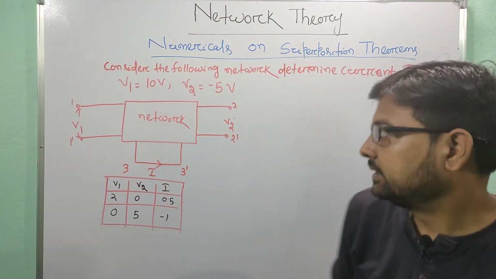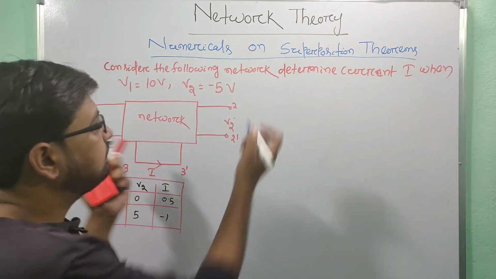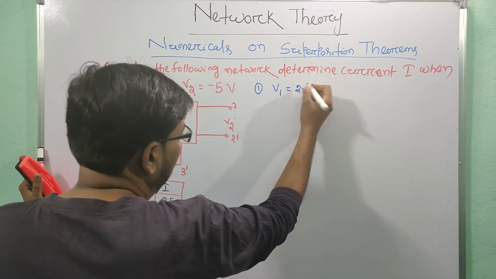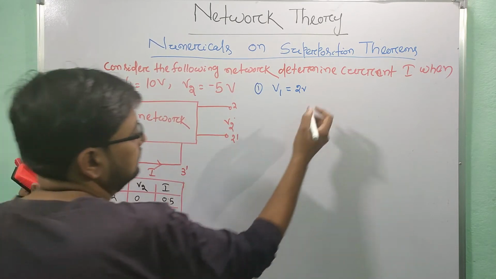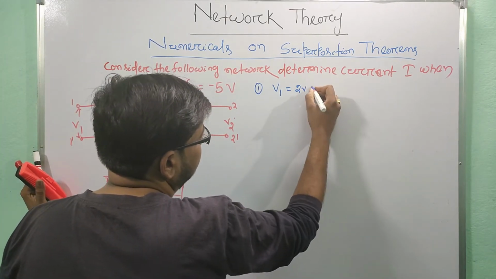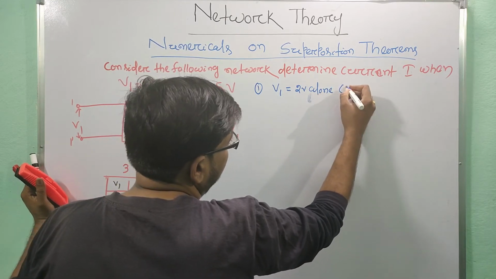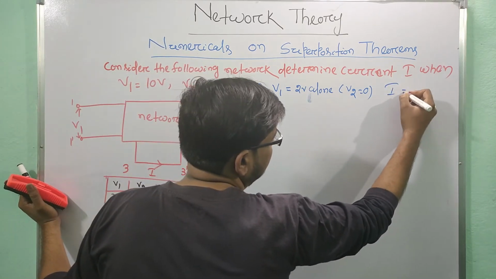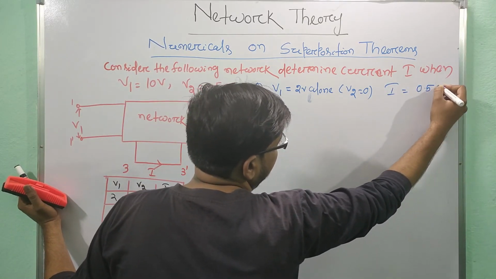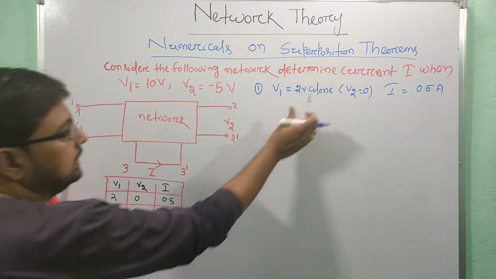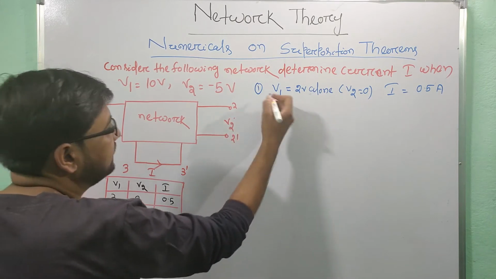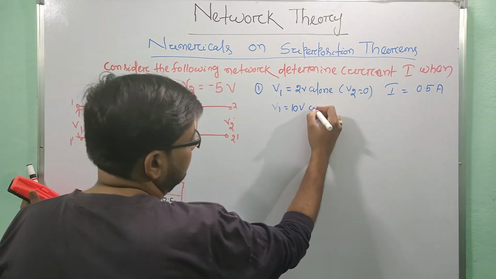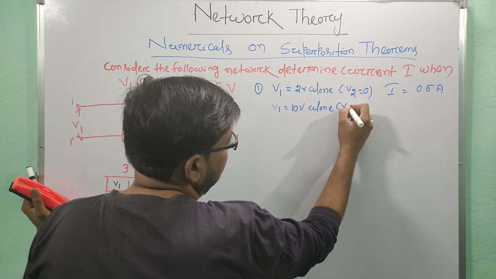So for that, if I take V1 is equal to 2 volt and V2 is equal to 0, then what is my current value? My current value is equal to 0.5 ampere. Okay, so if V1 value changes, अभी कितना चेंजेस हो रहा है हमारा V1 वैल्यू, that is equal to 10 volt. So then V2 is equal to 0.